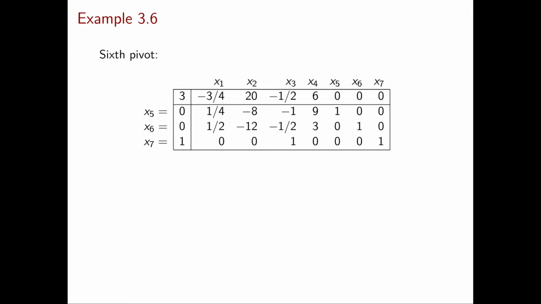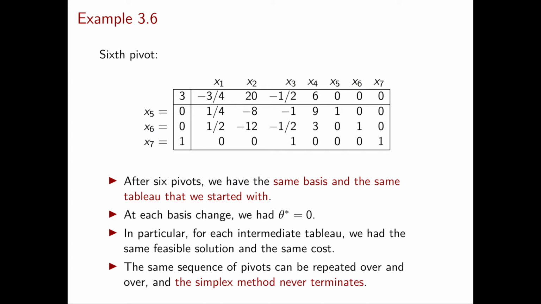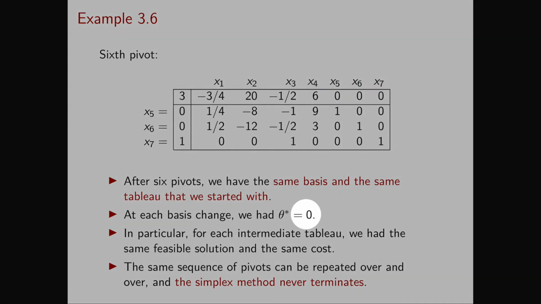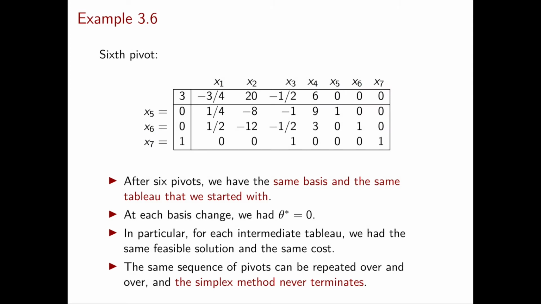Now, if this tableau looks familiar, it's because, in fact, it coincides with the very first tableau we started from. Therefore, after 6 pivots, we have the same basis and the same tableau that we started with. This means that we never moved in any of these iterations. Therefore, theta star was equal to 0 in each iteration, and in fact that's what happened. And you can also check that in each tableau we had the same feasible solution and the same cost.